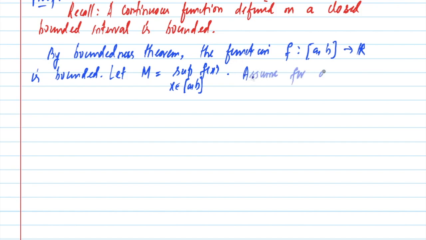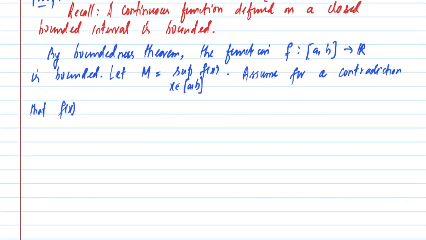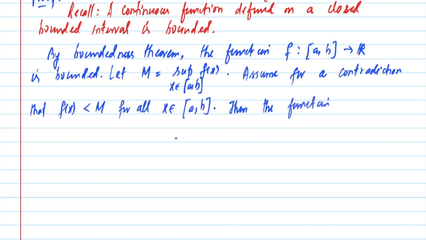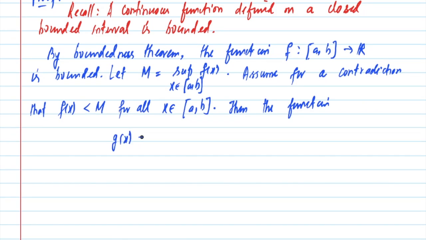Assume for a contradiction that f(x) is less than M for all x belonging to [a, b]. Then the function which we shall define as g(x) = M minus f(x) is greater than 0 for all x in [a, b]. So what we have done here is, for a contradiction, we took f(x) less than M, so from this we get M minus f(x) is greater than 0. Now we have named this M minus f(x) as the function g(x).